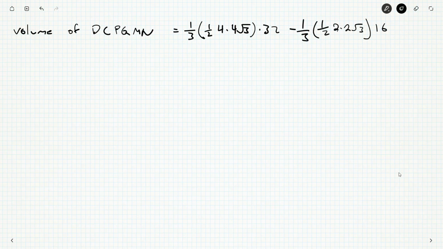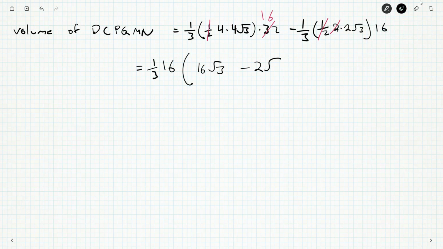Times 16. Okay. So let's clean this up a bit. 2 and the half cancel out. Half and the 16 there. So bring out the 1/3, bring out a 16. We'll have 4 times 4, so that's 16 root 3 minus 2 root 3. So that's going to be 1/3 16 times 14 root 3.